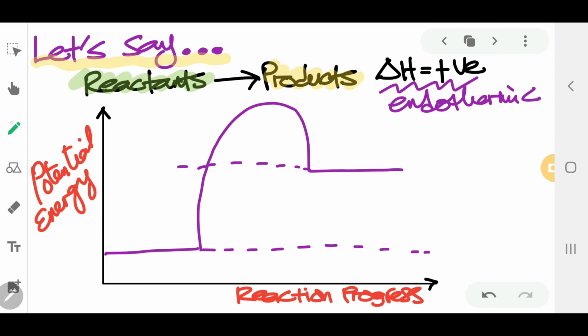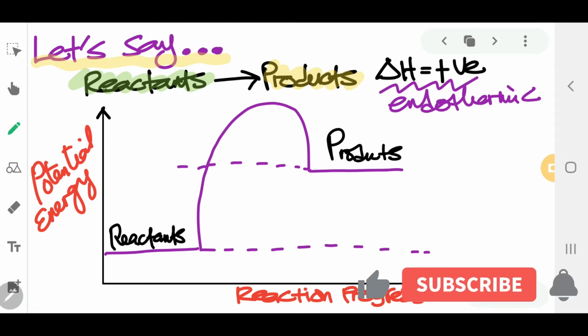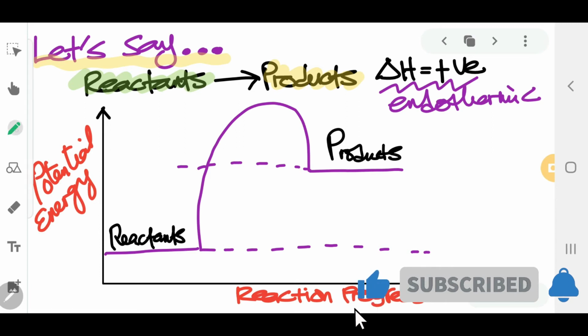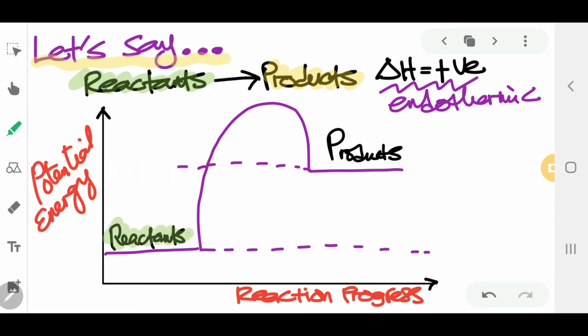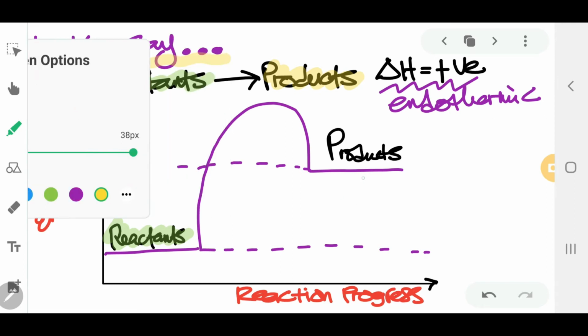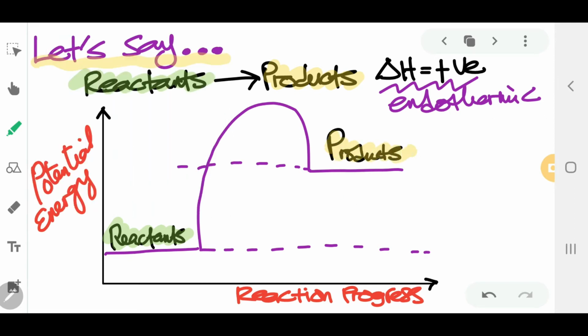Okay. And then what you need to do next, you need to label the reactants right here and the products on higher potential energy. Okay, so you get your reactants there and the products on that side.